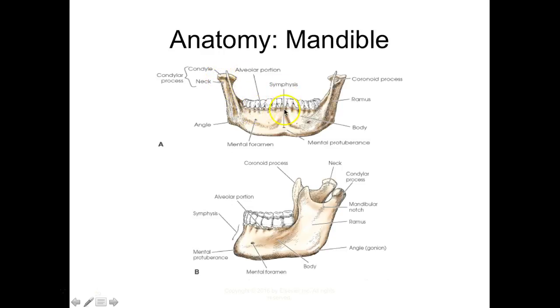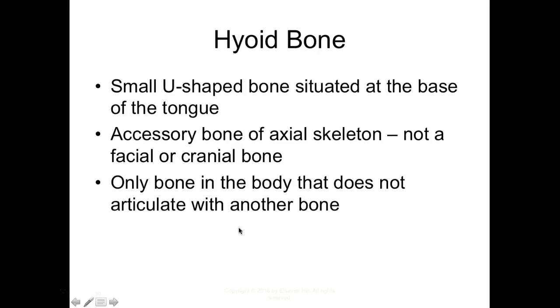The alveolar process is right there along the roots of the teeth. So coming around here, we have the neck, we have the condylar process with the mandibular notch, with the ramus, the gonion, the body, the mental foramen, the mental protuberance. You have the symphysis where they come together, and the alveolar process along the teeth.